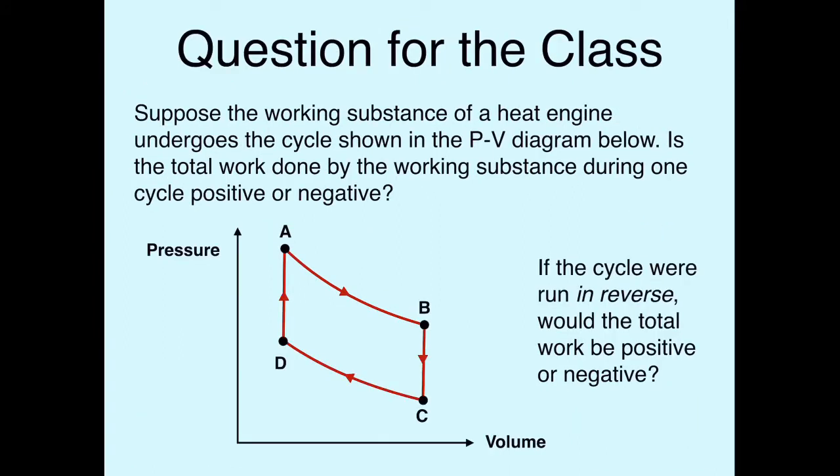So I have a question for you guys to try out. Suppose we have a working substance of a heat engine that undergoes the cycle shown in this PV diagram. I want you to think about what the total work done by the gas in one cycle is. So you don't have to calculate a number. I just want to know if it's positive or negative. Is the work done by the gas positive or negative for this cycle shown here? And then as a follow-up, if the cycle were run in reverse, would the total work be positive or negative? So pause the video, try to work this out, and then we'll go through it together.